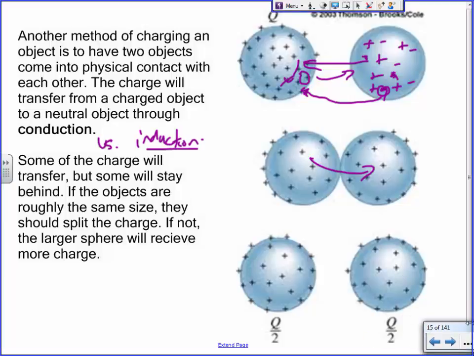What I need you guys to know is that whatever charge you originally had, if you have two objects, it'll be cut in half. That's all. If you had three objects of similar size and density, it'll be cut in a third. We should talk about this. I know it's not on the slide yet here.